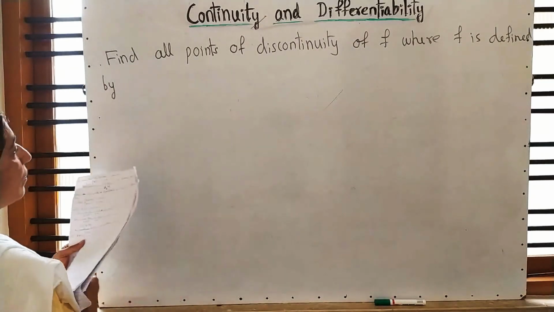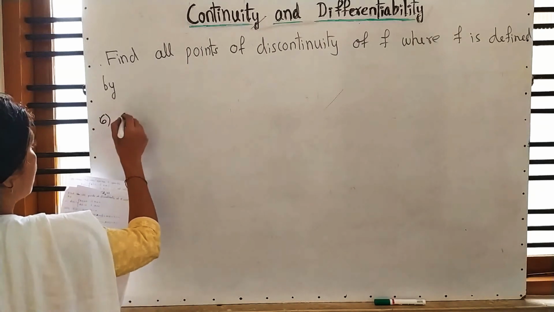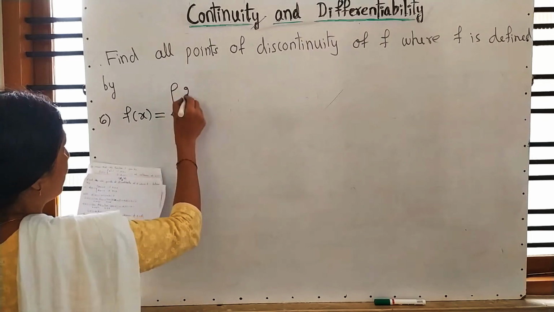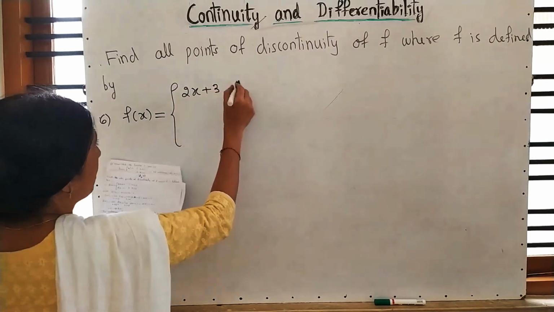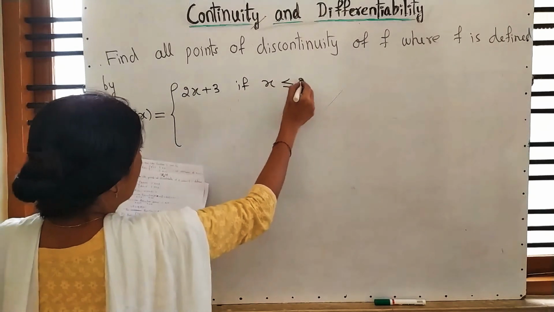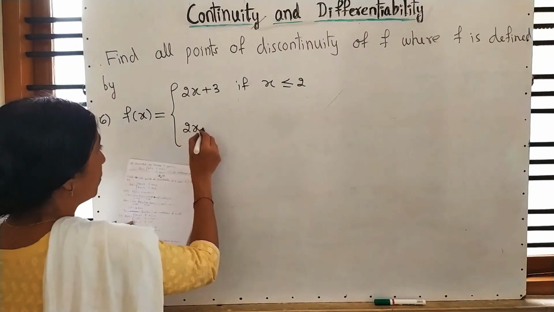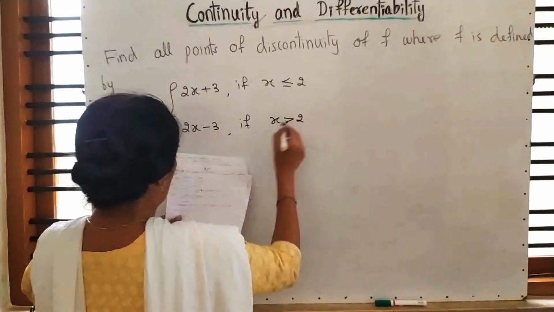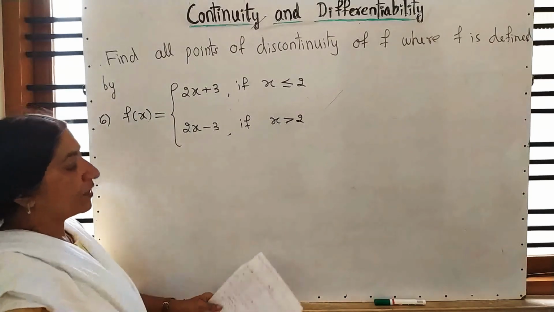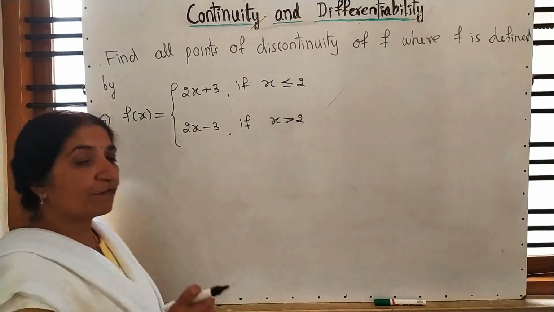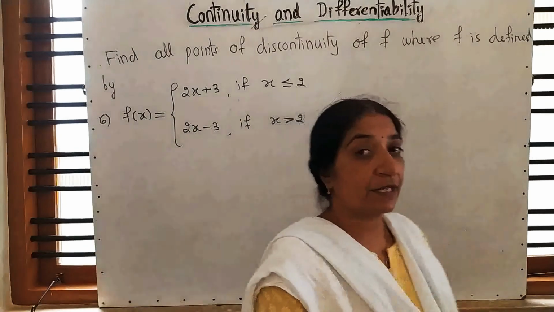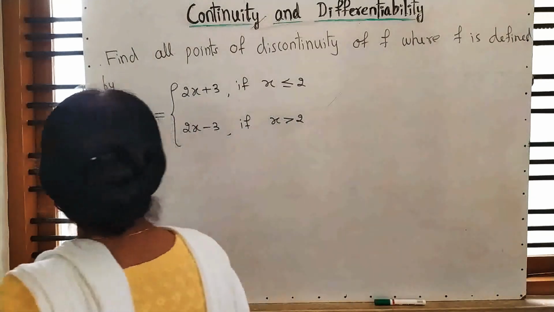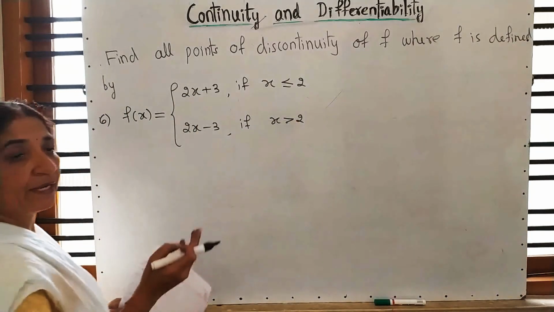Now I am giving you the sixth question. F of x is equal to 2x plus 3 if x is less than or equal to 2, and 2x minus 3 if x is greater than 2. See here, the function is defined like this. That means the less than or equal is given and the greater than is given. That means it is defined in the form of inequality. And in these type of examples, we have to calculate the left hand limit and right hand limit.